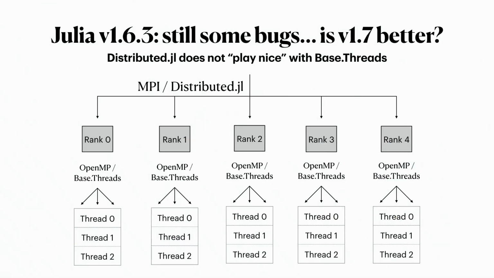Unfortunately, not everything is great about Julia. There are still some rough edges. Here's a typical use scenario in high-performance computing. OpenMP is used alongside MPI. You use MPI across the cluster and OpenMP within each cluster node.